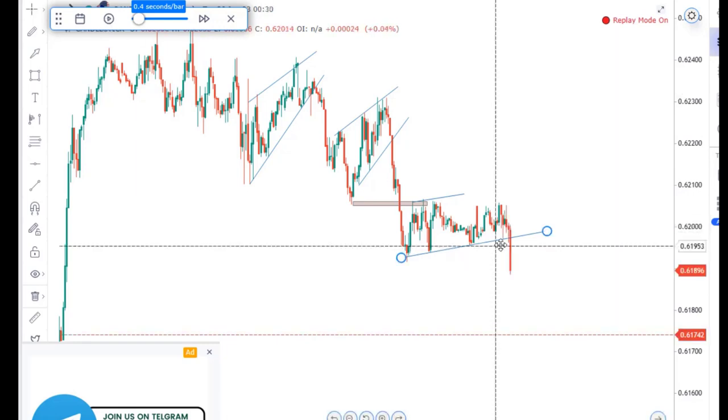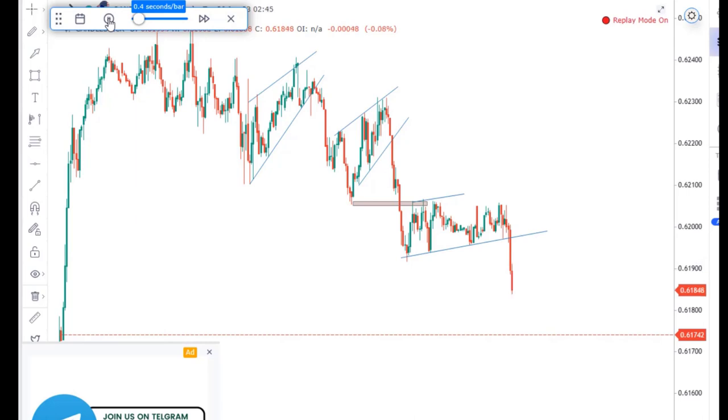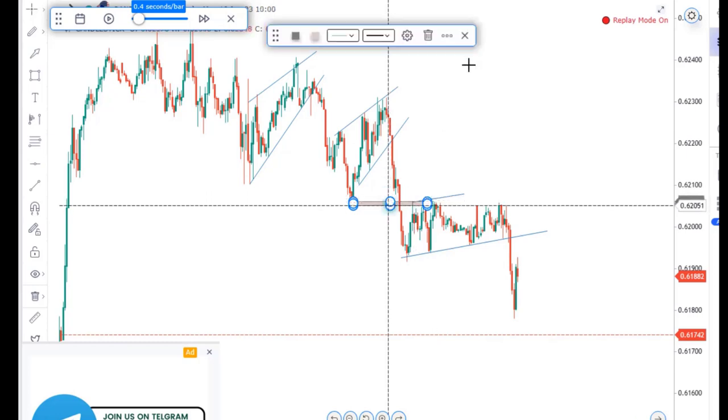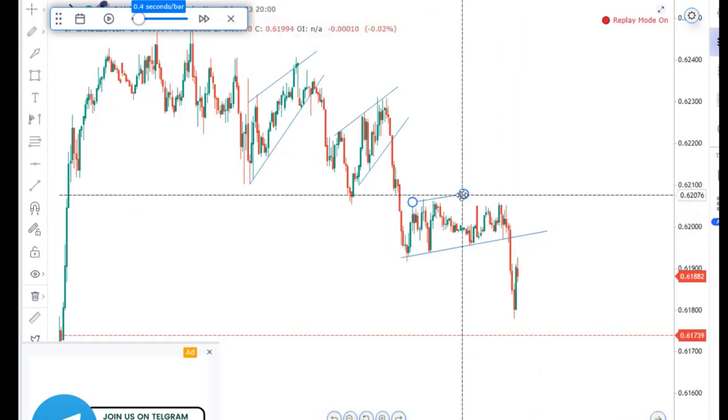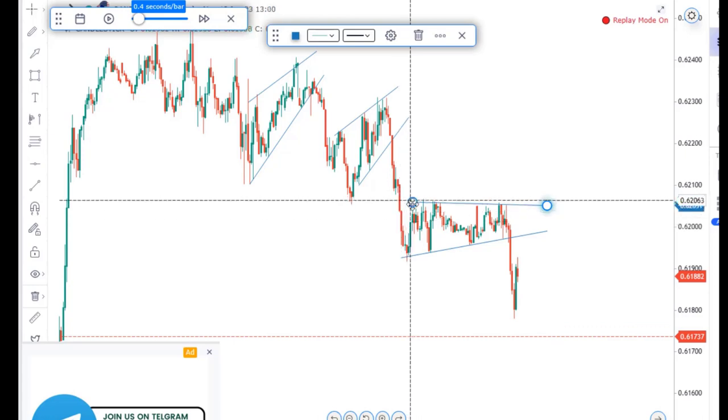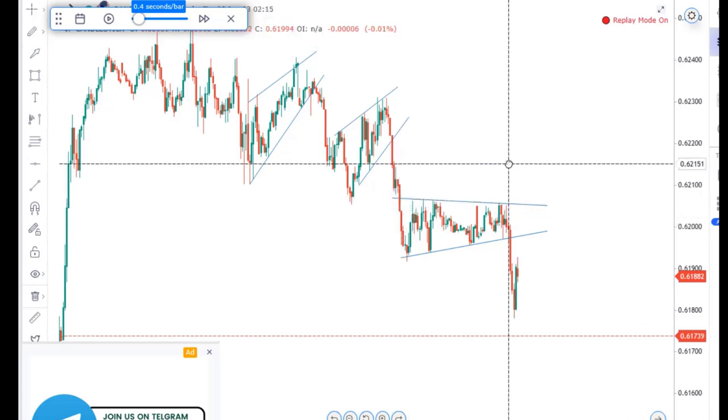Okay, look at it. Price drops there and it breaks. Let's see how it goes. Look at how it drops powerfully. It drops powerfully after doing this. Now, if you look at it, let's just cancel this. You're going to see that this is what we call a symmetrical triangle.